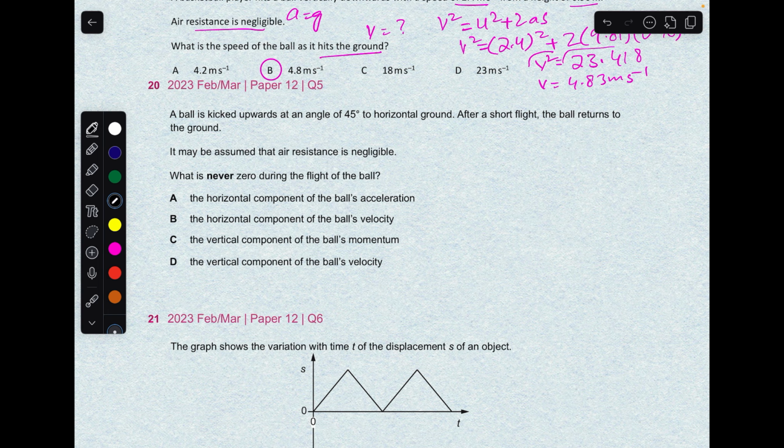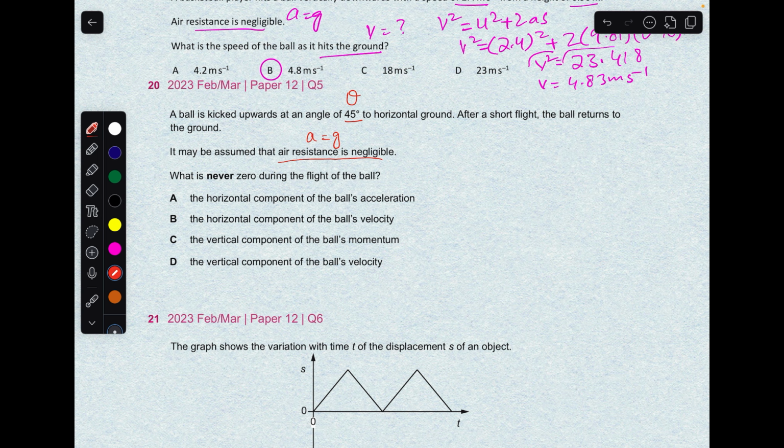So let's begin with the first question that we have. They're asking us: a ball is kicked upward at an angle of 45 degrees, theta, to the horizontal ground. After a short flight, the ball returned to the ground. It may be assumed that the air resistance is negligible. Its mean acceleration will be equal to g. What is never zero during the flight?